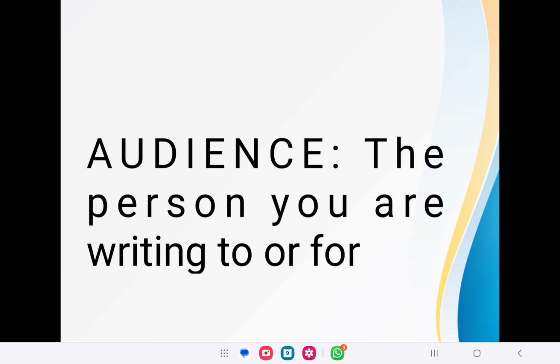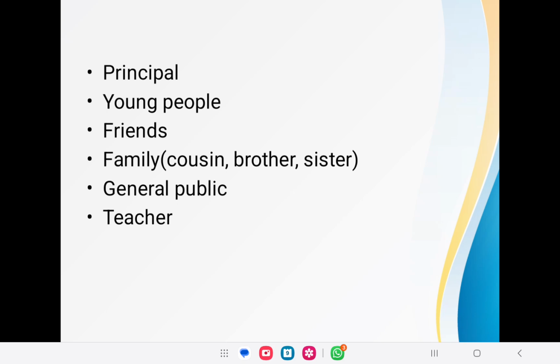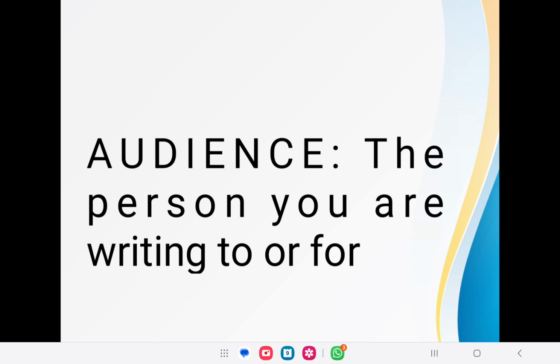So that is the question: if you are writing an article, who is the audience? Audience can be young people, the general public, your school community, or any person who is reading that article or magazine. It can be anyone. So once you are clear about the audience, you can set the tone of that directed writing task according to that. So let's have a look at that. Audience is the person or people you are writing to or for.